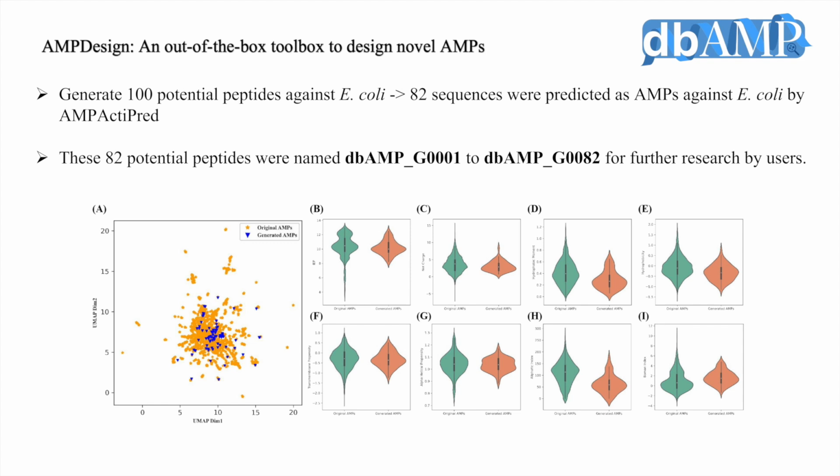Our experimental results demonstrate that AMPDesign effectively generates highly active AMPs targeting specific bacterial species. For instance, we used AMPDesign to generate 100 potential AMPs against E. coli. Our activity predictor revealed that 82 out of these 100 sequences displayed high activity towards E. coli. We further analyzed the common peptide descriptors and features of these sequences using UMAP, the dimensionality reduction method.